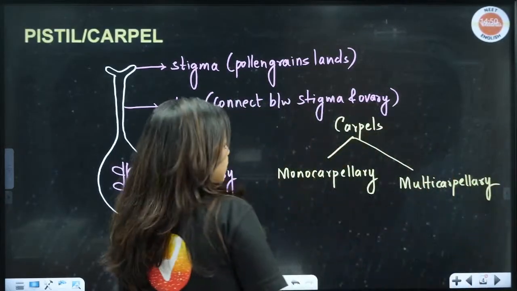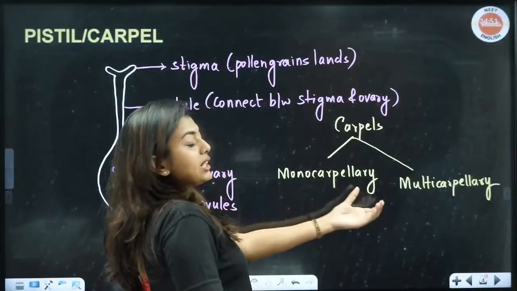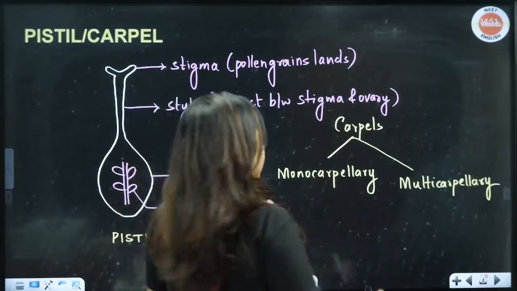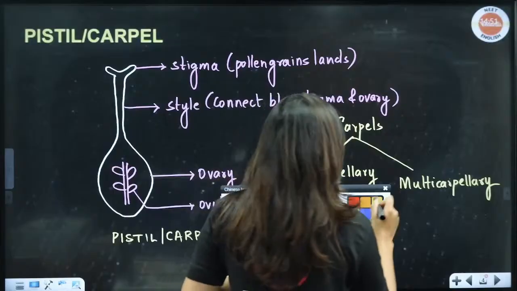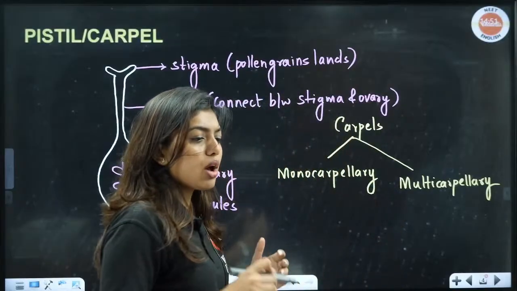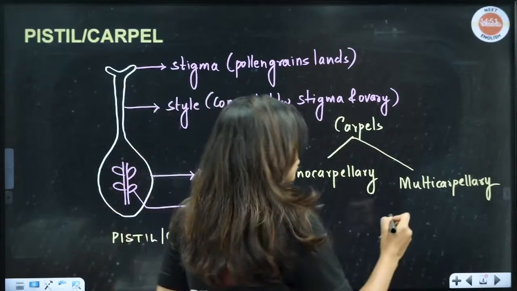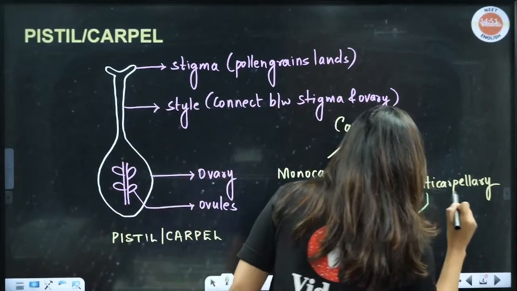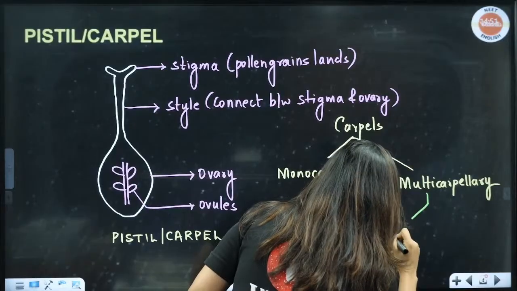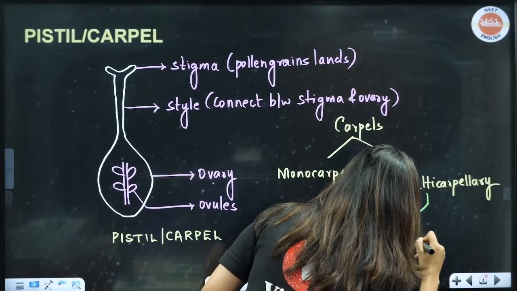Multicarpellary, okay. If they are one, they are called monocarpellary. If they are many, they are called multicarpellary. Now, if multicarpellary, there are two options, students: whether the carpels are fused or free. So, in multicarpellary, if they are going to be free, we call it apocarpous.